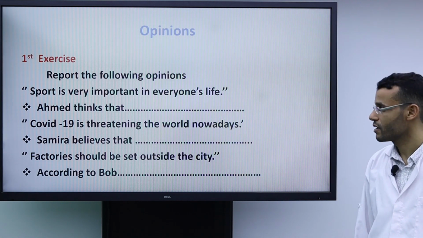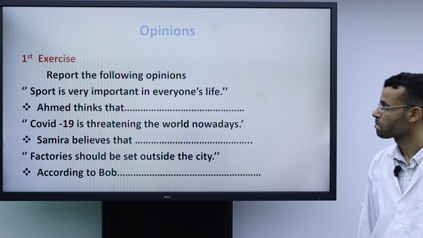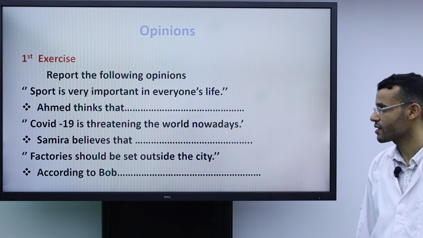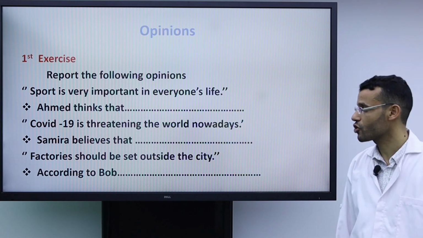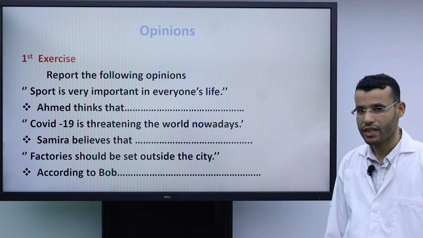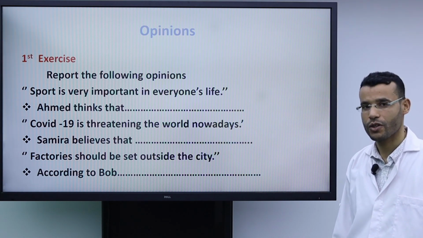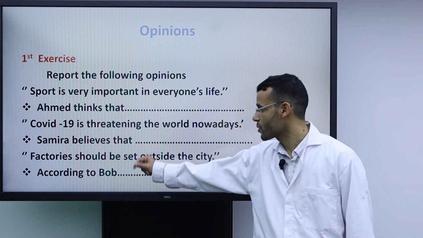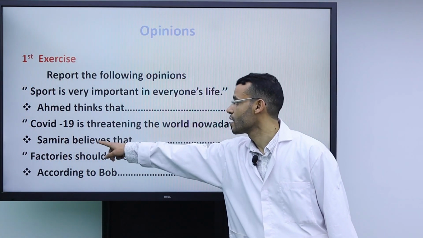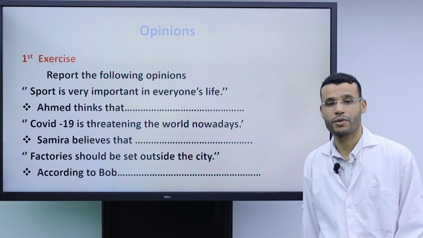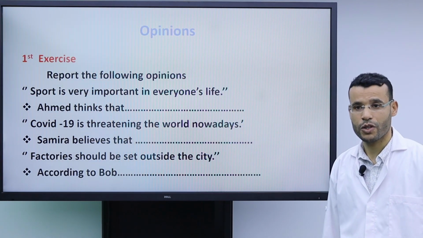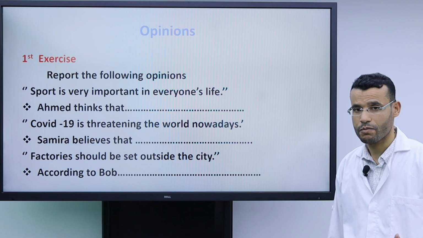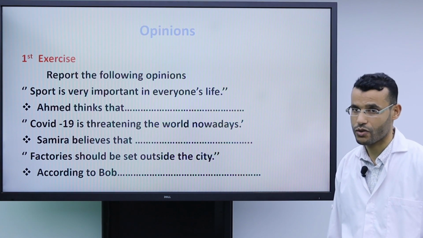And concerning the third opinion, factories should be set outside the city. According to Bob, factories should be set outside the city. So there is no change concerning the verb tense. Why? Because the introductory verb is in the simple present, as you can see here, thinks and believes. So if you find the introductory verb in the simple present or future or present perfect, then there is no change concerning the verb tense. But if you find the introductory verb in the past, then you are asked to change the tenses, okay?